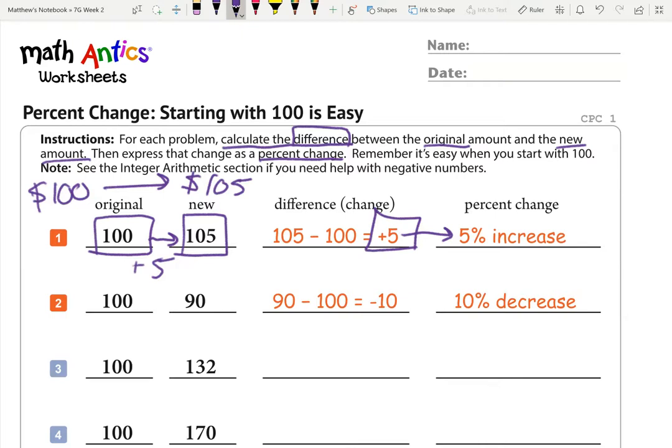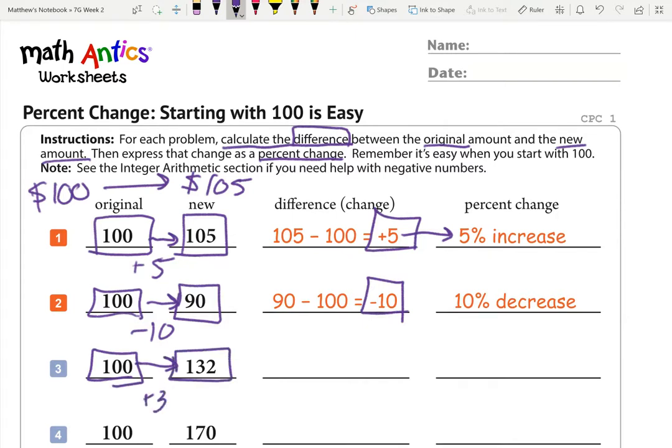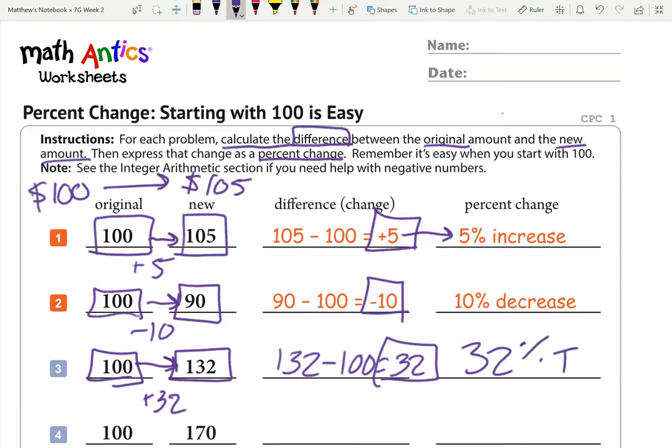Looking at problem 2, we start at 100 and go to 90, so we subtract 10, minus 10. And so my change is going to be minus 10. Just like for problem 3, I'm going from 100 to 132, so it's going to be plus 32. And all you're seeing here is that if you do the difference between the two, positive 32 here, then it's a 32% increase.